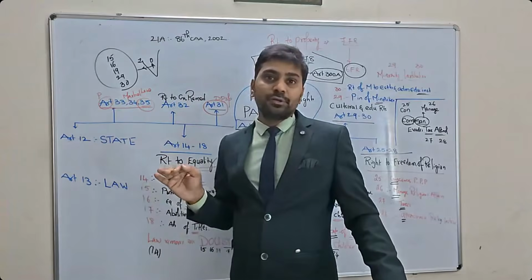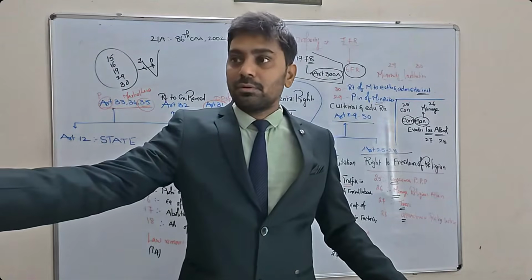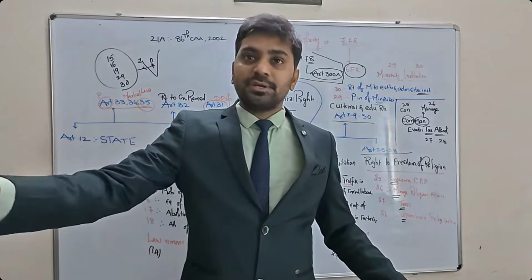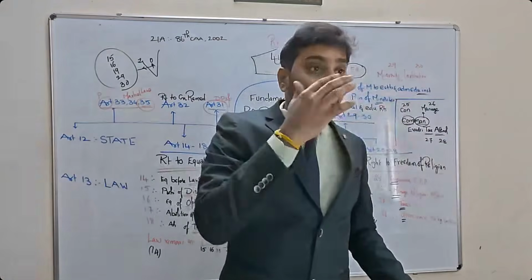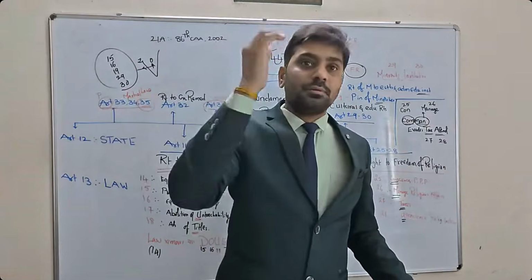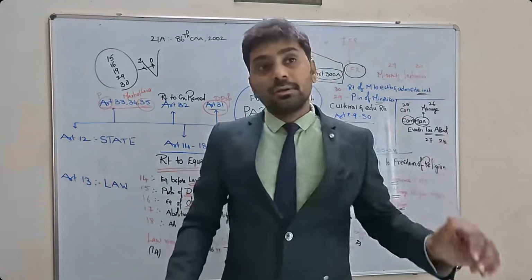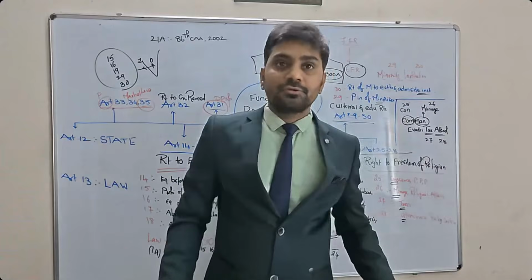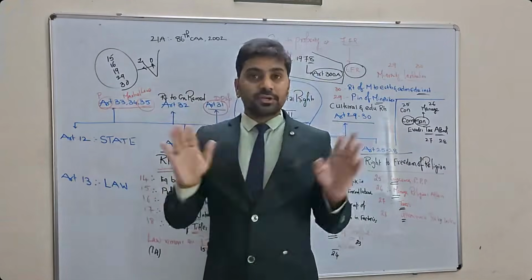You know what is 15? Discrimination. 16, equality of opportunity. 19, certain freedoms provided by the state. 29, minorities. 30, minority institutions. The rest are available to everyone.